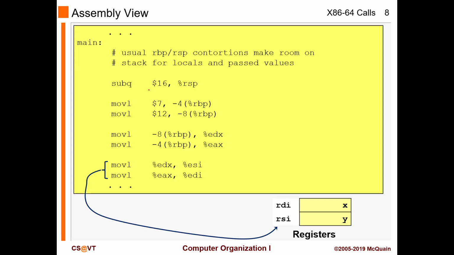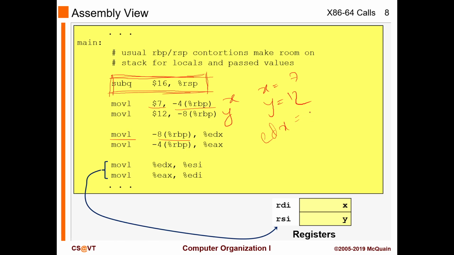So this is what the assembly is going to look like. This is just a stack setup, just like before, okay? You're making some space for the local variables to store them in. Then you are putting, this was x and this was y, so you are doing x equal to 7, y equal to 12. And then move x into edx, because we are going to make a procedure call, so we have to put them as parameters, okay? And eax is equal to y, or the opposite.